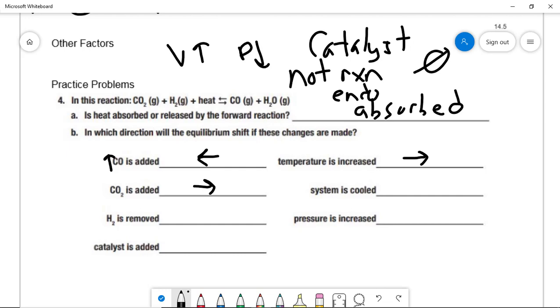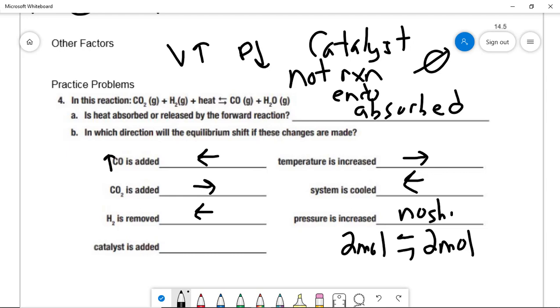The system is cooled, so heat goes down. We get a shift to the left. H2 is removed. Shift to the left. Pressure is increased. This one's a little tricky here. We need to figure out the number of moles on each side. So it looks like there's 2 moles to my left and 2 moles to my right. So there's no shift. Right? No shift whatsoever, because if the number of moles are the same on both sides, then it can't shift.